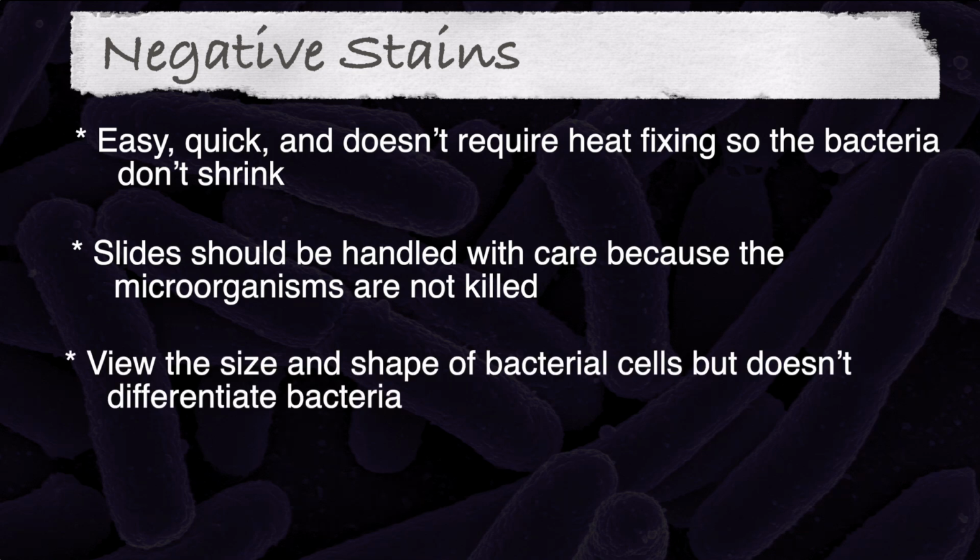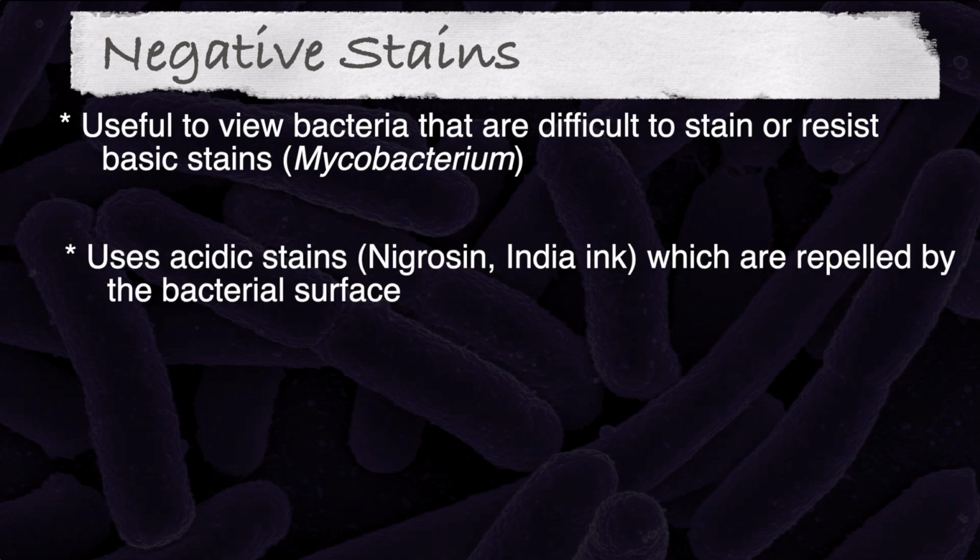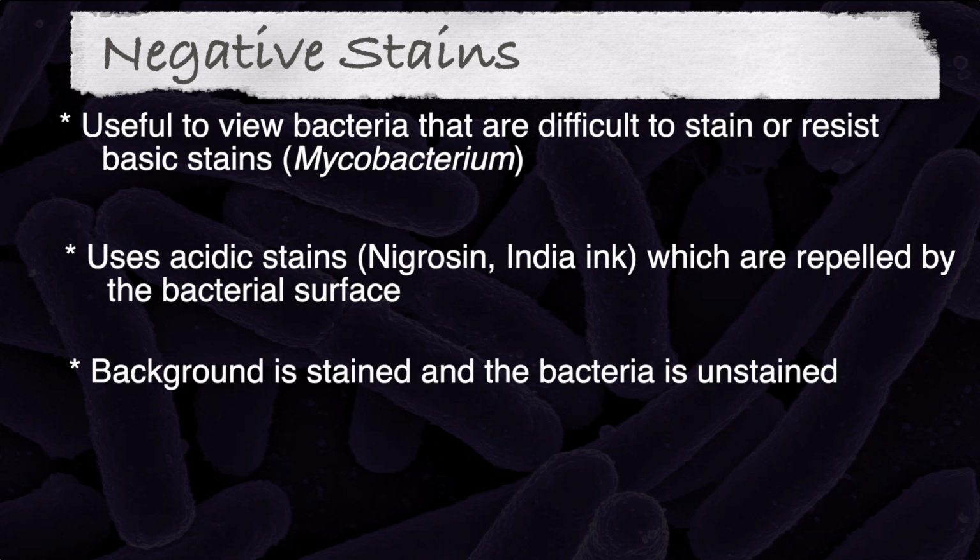Negative staining allows you to view the size and shape of bacteria cells, but does not allow you to differentiate between bacteria. Negative staining is useful to view bacteria that are difficult to stain or resist basic stains, such as mycobacteria. This process uses acidic stains, such as nigrosin or India ink, which are repelled by the bacteria's surface. The background is stained and the bacteria remain unstained.